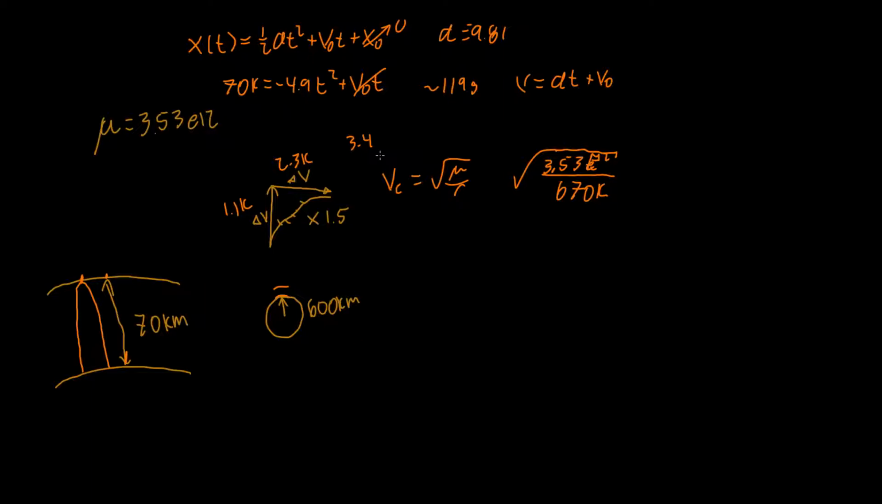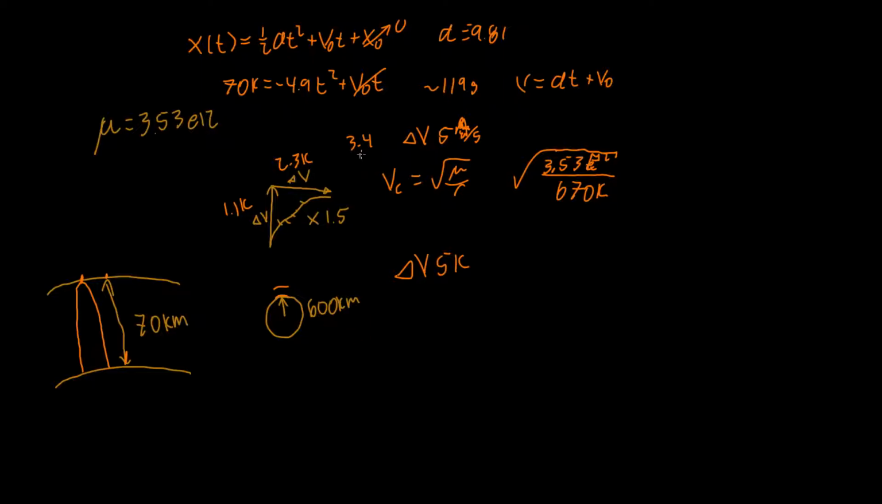3.4 times 1.5, we've got 5.1, so I'm going to aim for a delta V. If I can get to 5,000 meters, what's this going to do? Per second. I accidentally clicked a button. 5,000 meters per second, so 5K. All right, so we're going to aim for a delta V of 5K, which is probably overkill.